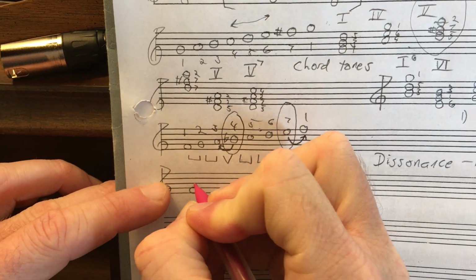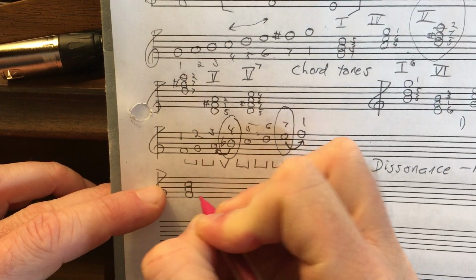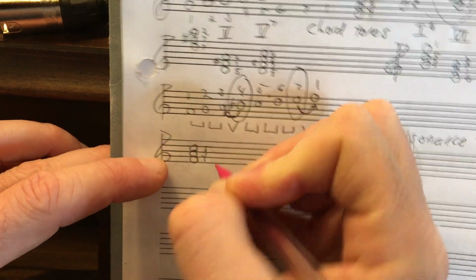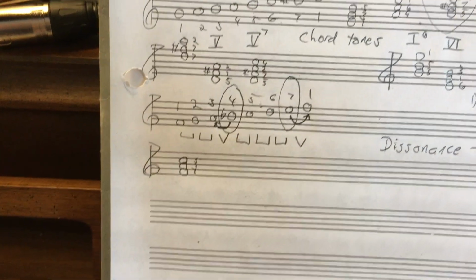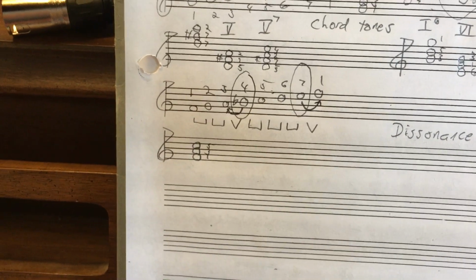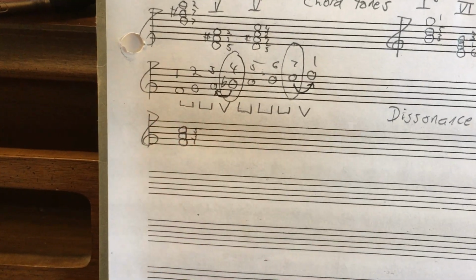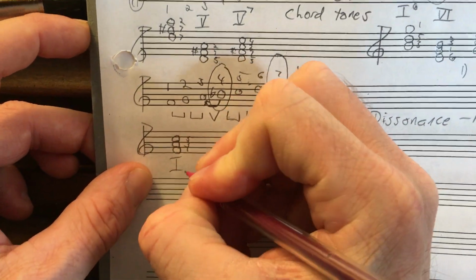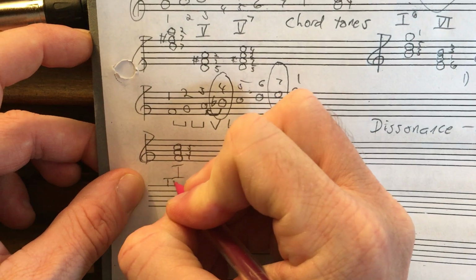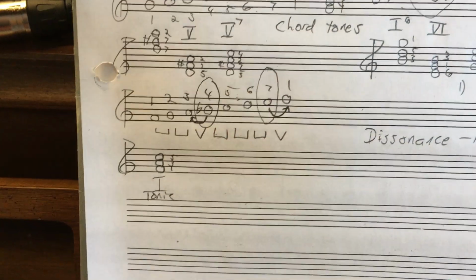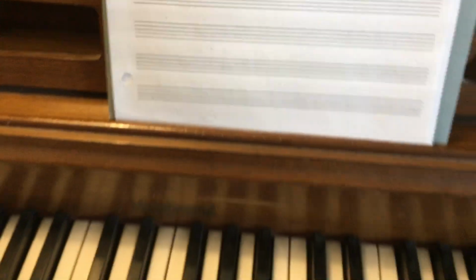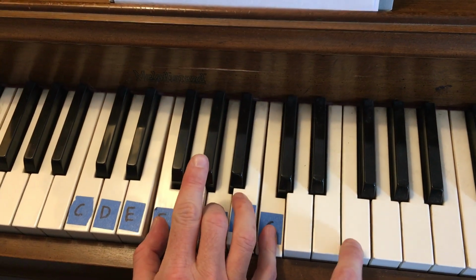And let's check that out. So here's 1, 3, and 5. Are any of those magically dissonant terrible notes? No, there's no 4, there's no 7. So the 1 chord sounds like home base, and the word for that in music is tonic, because it's grounded, it's not tense. Here it is.